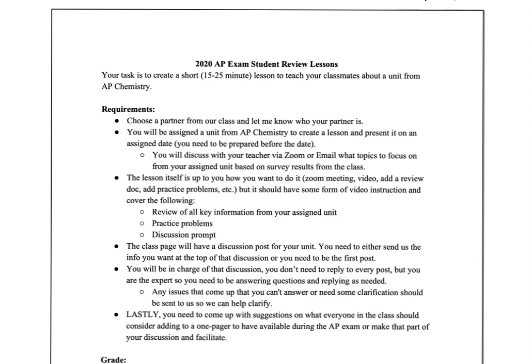So here's your job. You are going to be assigned a unit to focus on to create a 15 to 25 minute lesson to teach your classmates about that unit. So here's kind of the overall requirements.